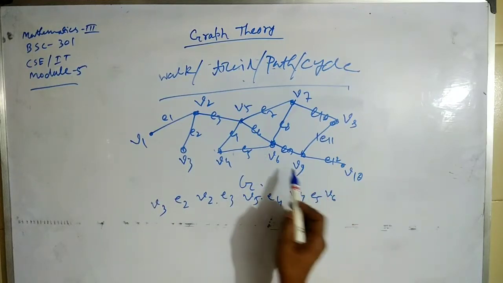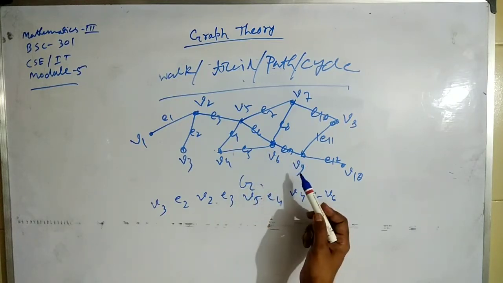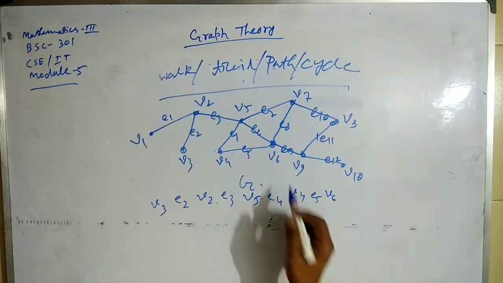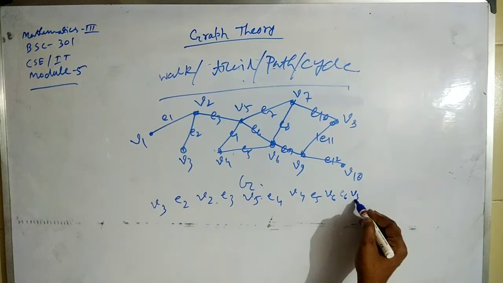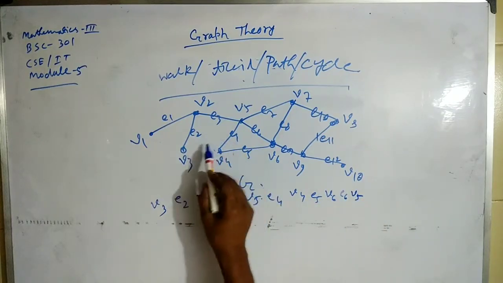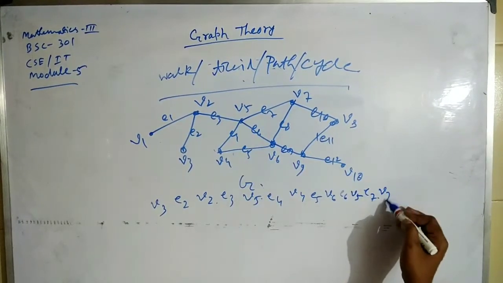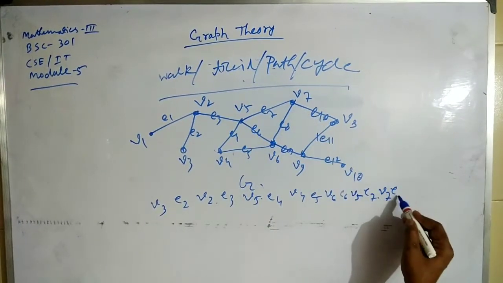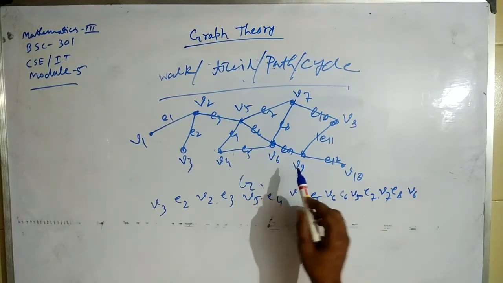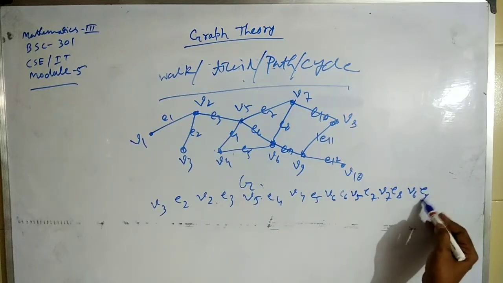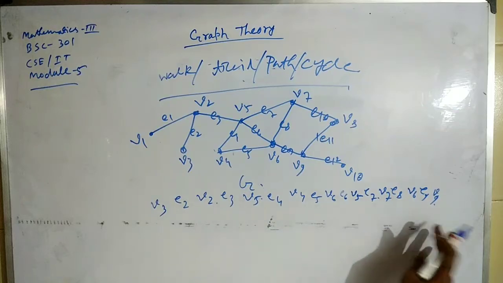So you can take this edge E9 and reach V9 directly, or you can also take this edge, that is E6, you go to V5. Then you take E7, you go to V7, then you take E8, you reach V6 again. Then you take E9 and you go to V9. So finally you started from V3 and reached V9.